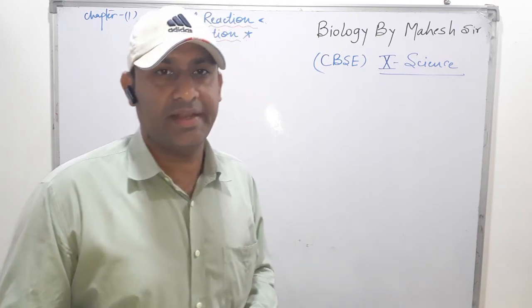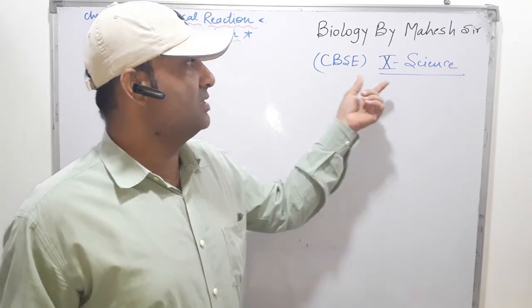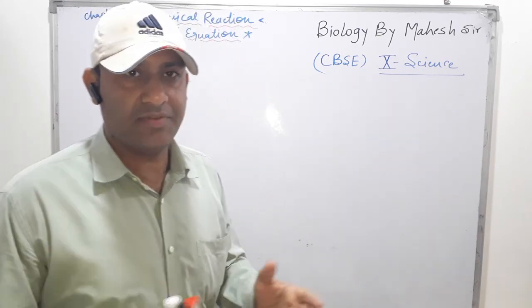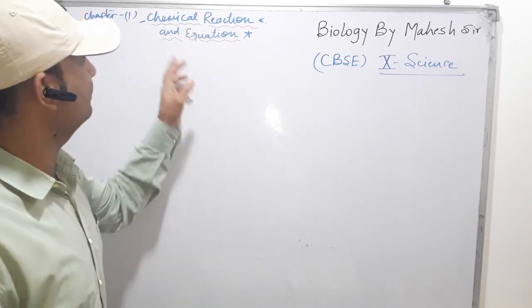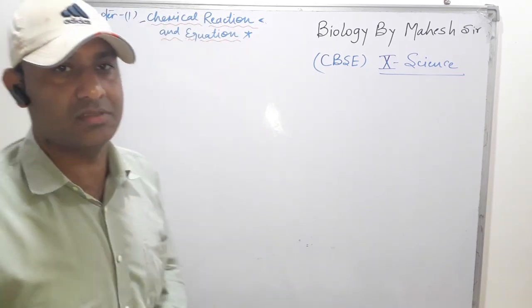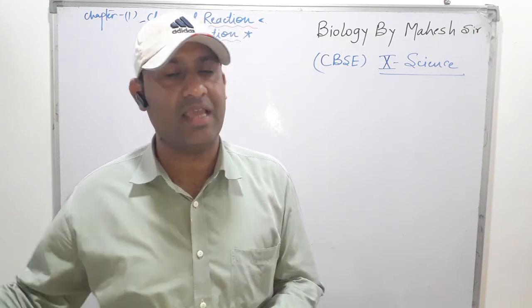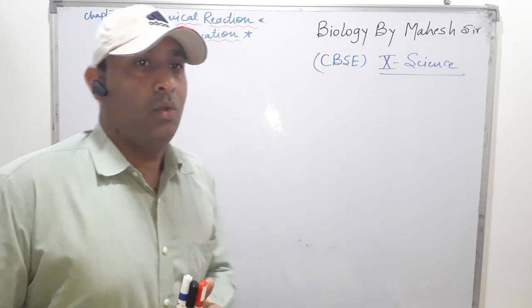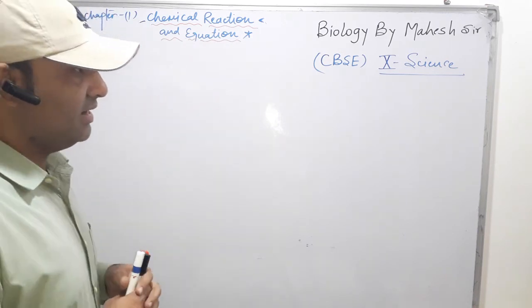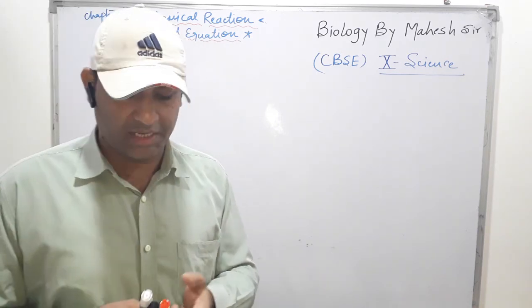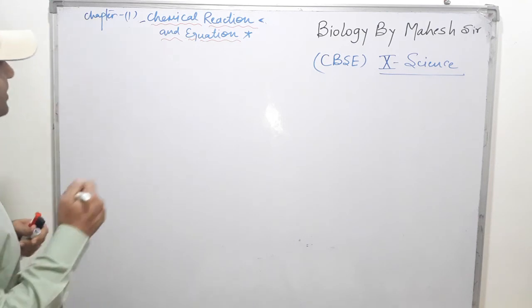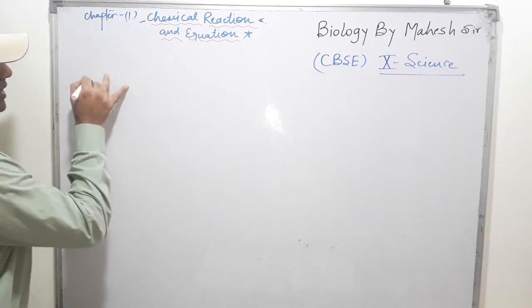Today we will take the next part of chemistry of CBSE 10 science. In the last class we studied the definitions of chemical reaction and chemical equations, and also the two types of changes: one is the physical change, the second is the chemical change. We also explained the different types of chemical reactions. Now we take the first chemical reaction, which is the combination reaction.